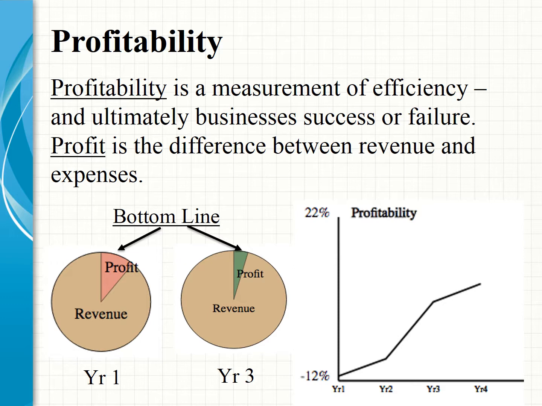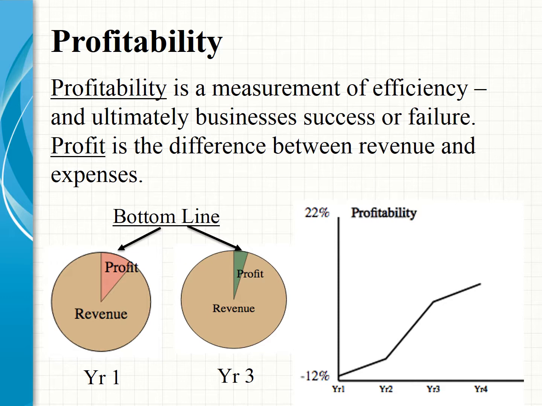In year 1, the wedge is red, which means the business operated at a loss. In year 3, the wedge is green, which means the business operated at a profit. Please note, you can see the profitability line of the graphs on the right-hand side going up in year 3 and continuing in year 4. This means the business operated at a profit in those years.